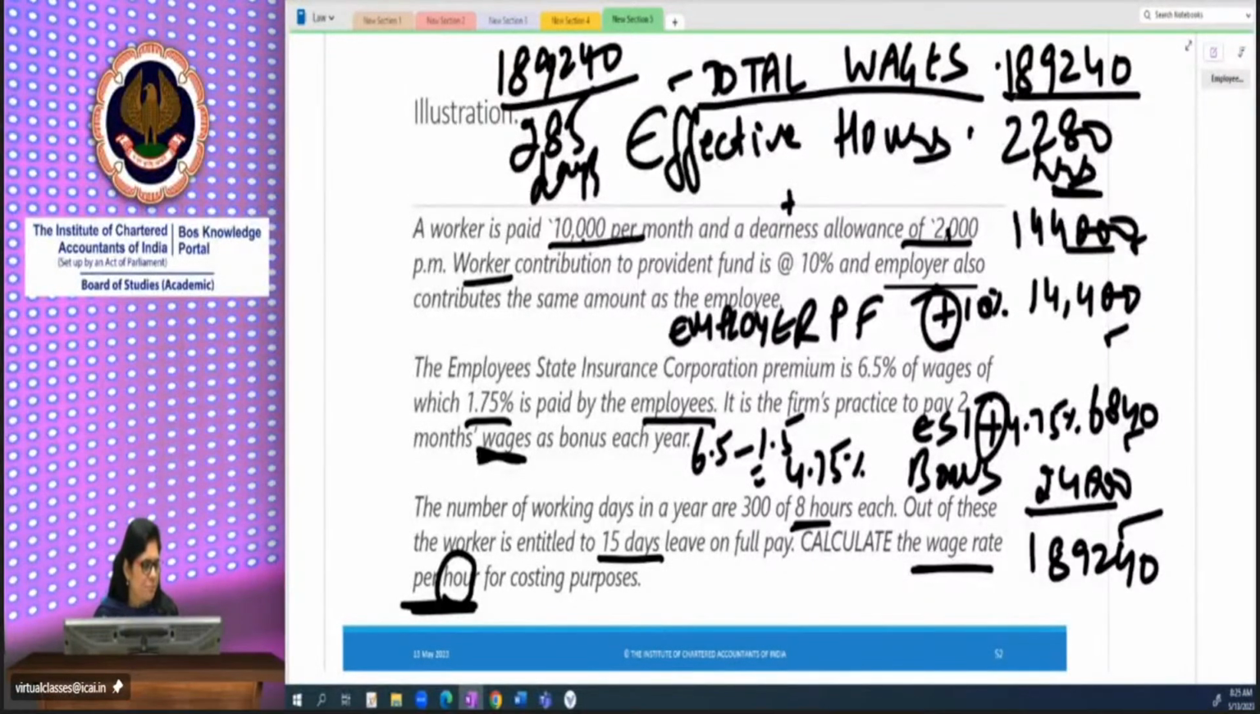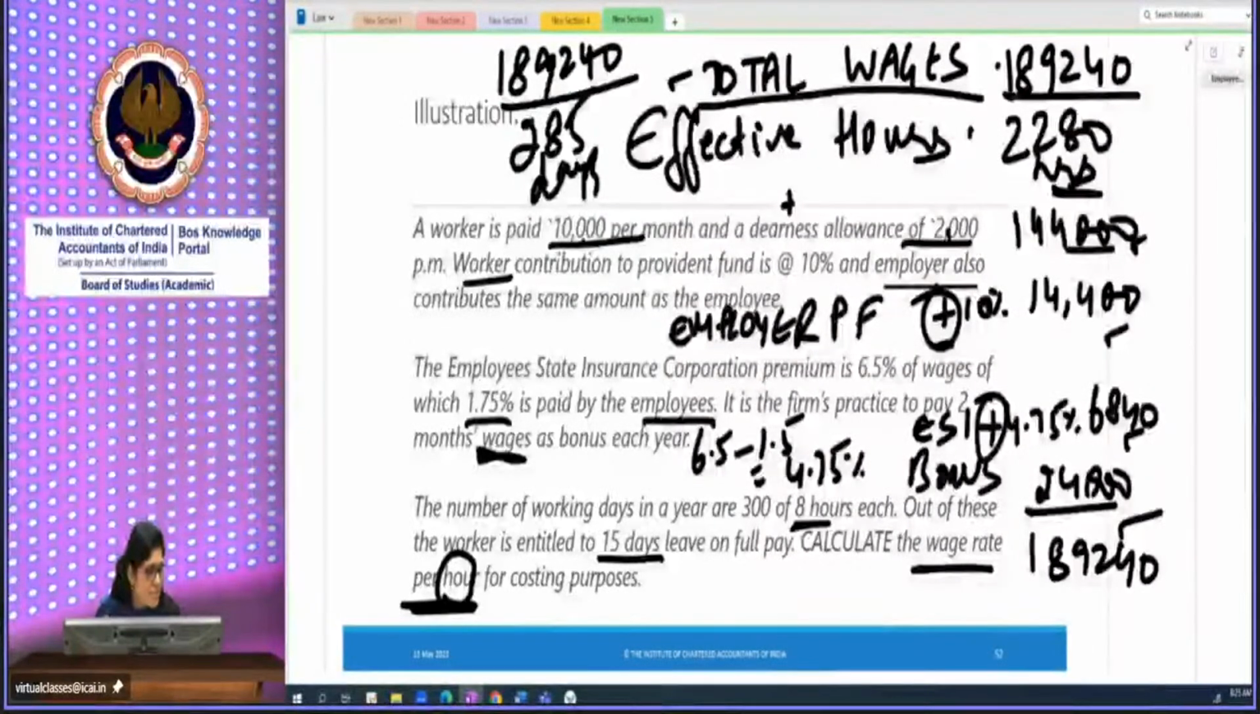Okay, so shall I take 83 as the answer? 189,240 divided by 2280, yes, it's coming to 83. 83 per hour is the answer. I don't know what Jagat has calculated as 664. Must be per day. So 83, yes, is the answer.